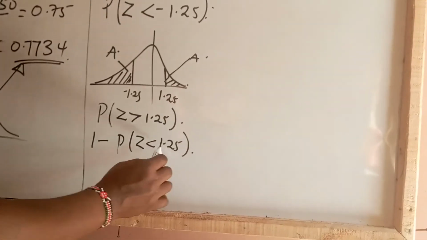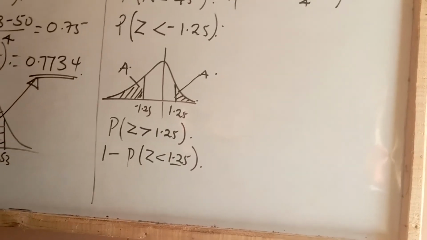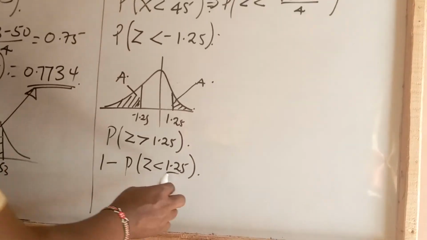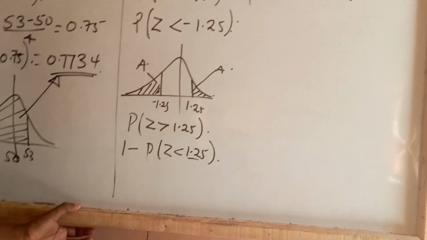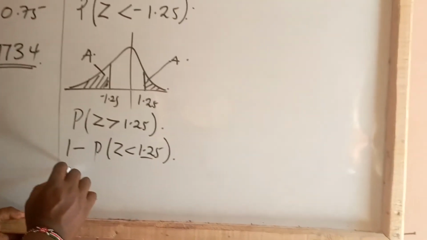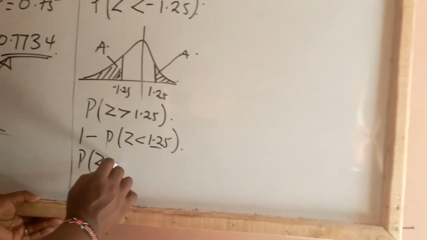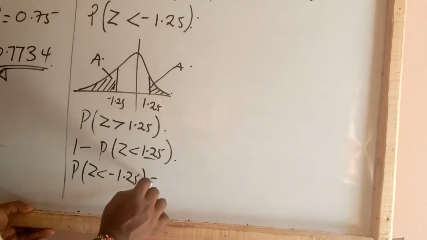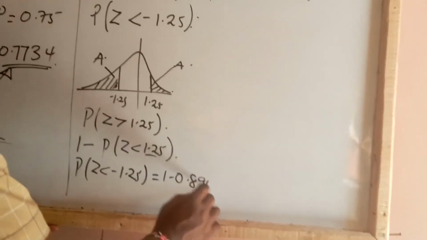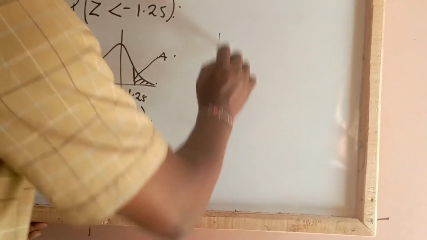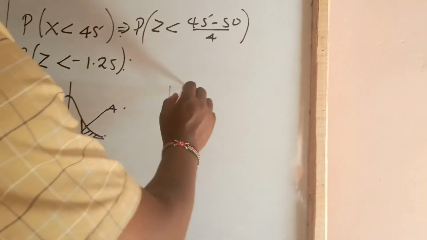All we need to do now is go to the table, page 201, and find that when the boundary is 1.25, what is the probability? We find it is 0.8944. So the probability of z less than minus 1.25 is equal to 1 minus 0.8944, and this is simply 0.1056.